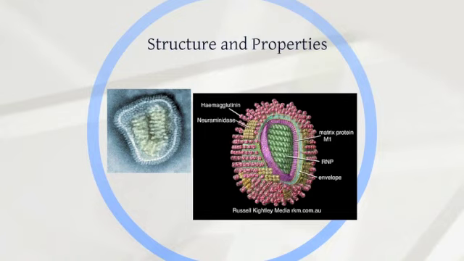Core diameter is 9 nanometers, and the outer surface of the particle consists of a lipid envelope from which project prominent glycoprotein spikes. The inner side of the envelope is lined by the matrix protein. The hosts of these influenza viruses are vertebrates.